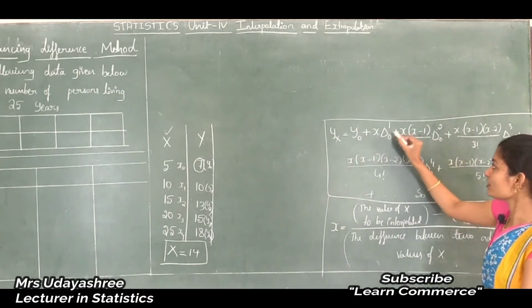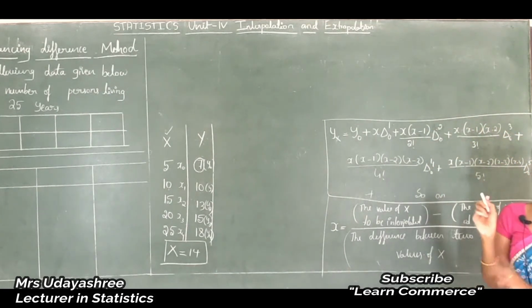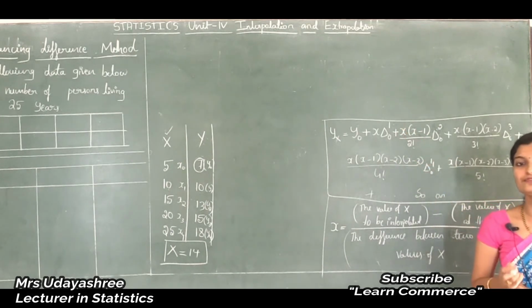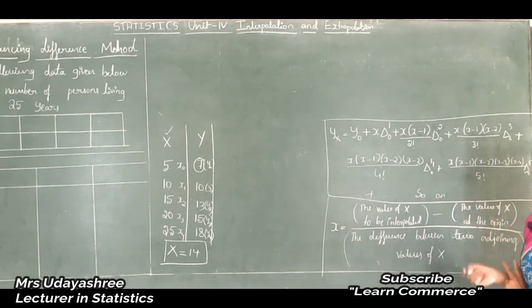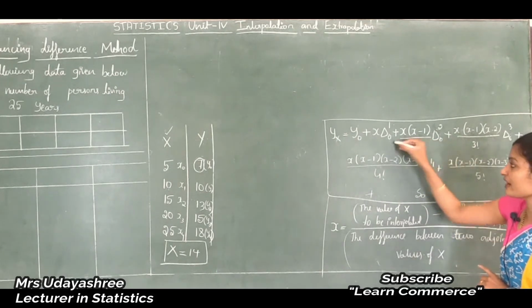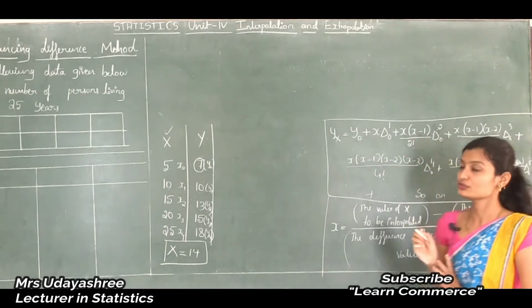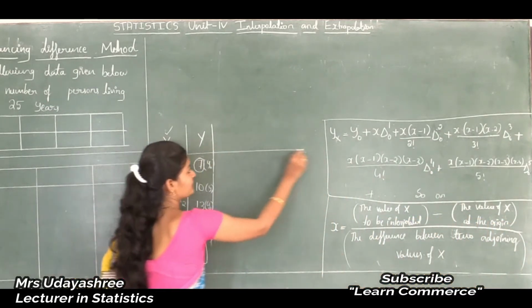Next, here delta naught 1, delta naught 2, delta naught 3, delta naught 4, delta naught 5 are there. Delta naught 1 is the first leading difference, delta naught 2 is the second leading difference, delta naught 3 the third leading difference, delta naught 4 the fourth leading difference, and delta naught 5 the fifth leading difference. If it is delta naught 6, then it is the sixth leading difference. Okay, those are the leading difference values. So how to find these leading difference values? To calculate leading difference values, we will use one technique, like this.